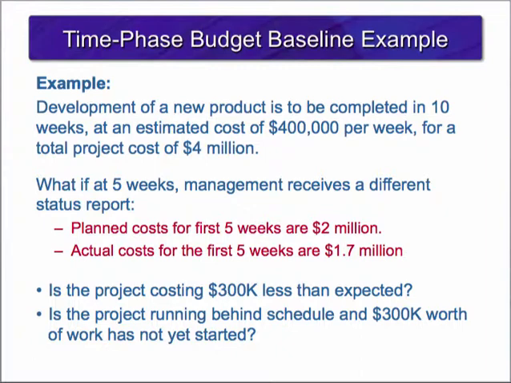Planned costs for the first 5 weeks are $2 million, and the actual cost for this period of time is $1.7 million. This raises a couple of questions. 1. Is the project costing $300,000 less than expected? Or 2. Is the project running behind schedule and $300,000 worth of work has not yet been started?